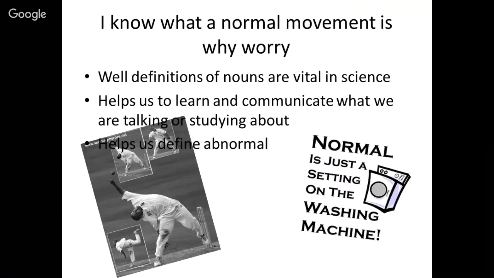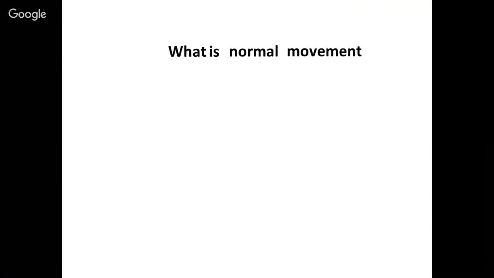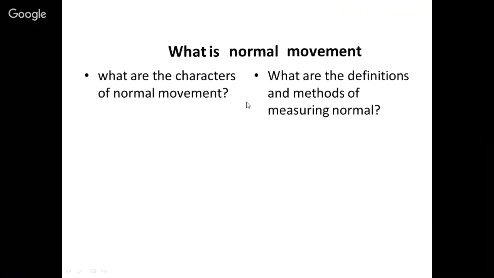Okay, this is what I mean by normal. This is what I mean by abnormal. So if you want to define abnormal, you want to understand what is normal. When I ask the question what is normal movement, there are two parts to it. One is what is normal and what is normal movement, right? So in the first part of it, we are going to understand what are the characters of normal movement, so that we can use those characters to define ourselves, that if you have these characters, this is normal. If you don't have these characters, this is abnormal.